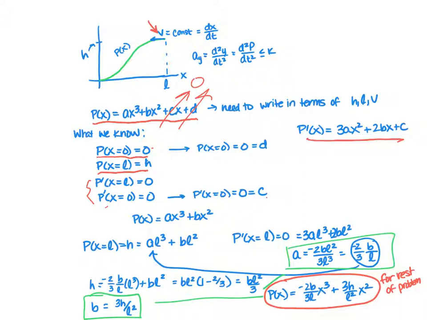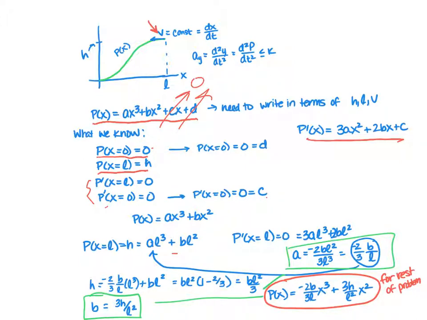Now to find a and b, we use the other two conditions, that P at x equals L is equal to H. And so if we plug in x equals L, we get this expression right here. That doesn't really look that helpful, so we'll come back to that. But if we take the derivative at x equals L, and that's 0, we can find a relationship between A and B. So we're going to solve for A in terms of B, and we get minus 2/3 B over L.